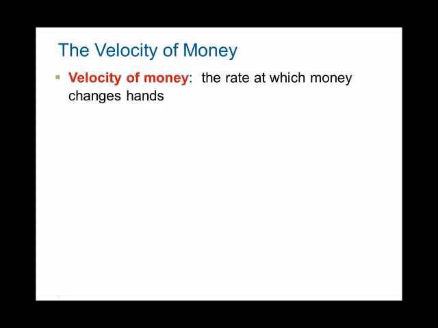Now, we looked at the quantity theory of money in terms of a graph. Here we're going to look at it in terms of an equation. So we're coming up with this notion called velocity of money. The velocity of money is the rate at which money changes hands in a given year.